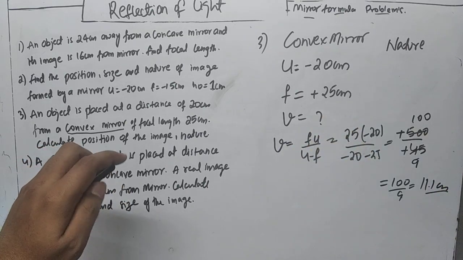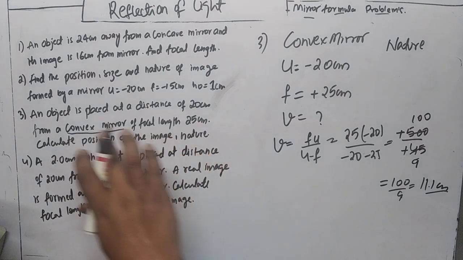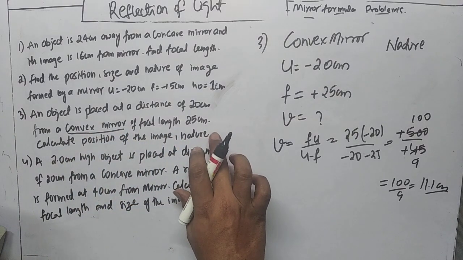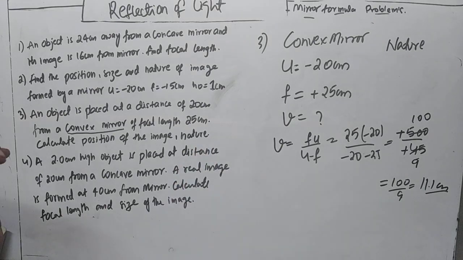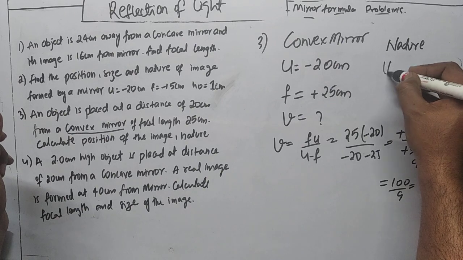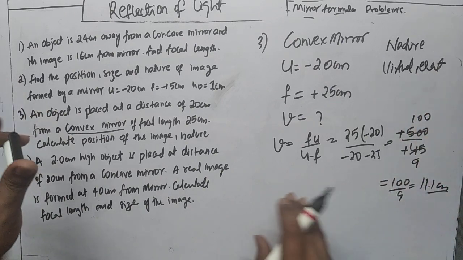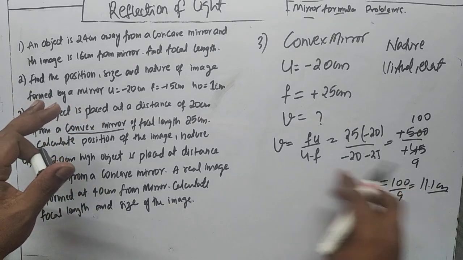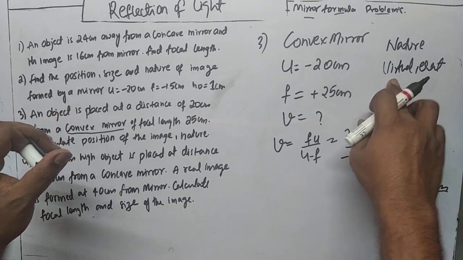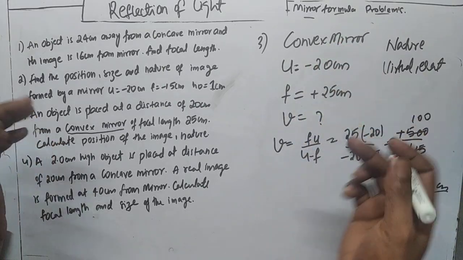Now he is asking to find the position, and he is also asking to find the nature. Whenever you are asked the nature, look at v. Here the v value is positive. Positive indicates it is virtual and erect. I told you, whenever it is negative, we have to write real and inverted. Whenever the v value is positive, we have to write virtual and erect in a convex mirror.